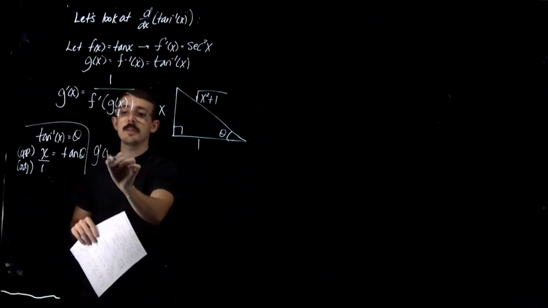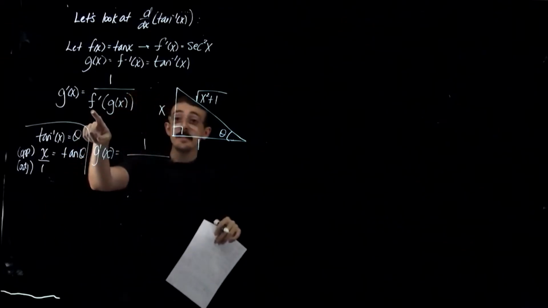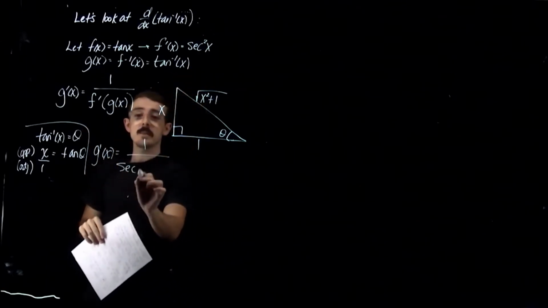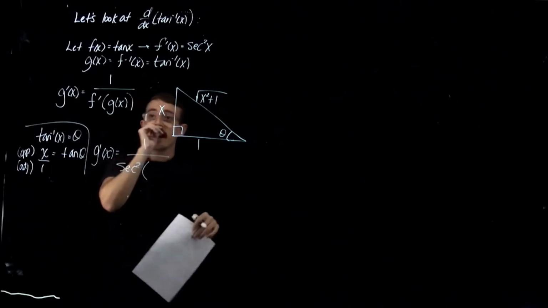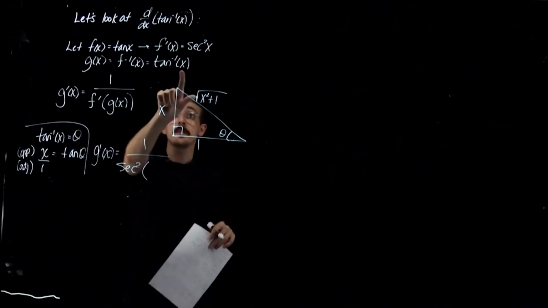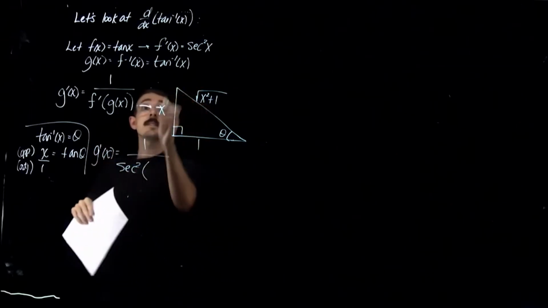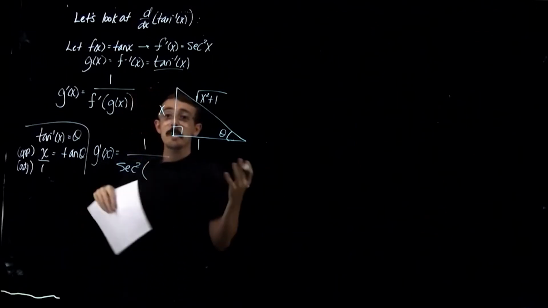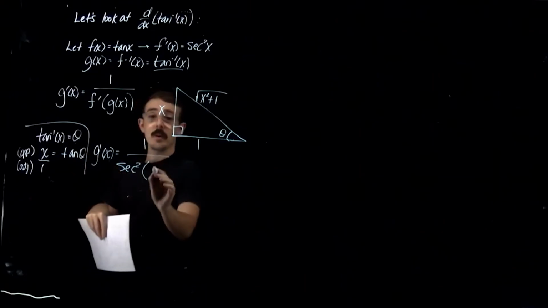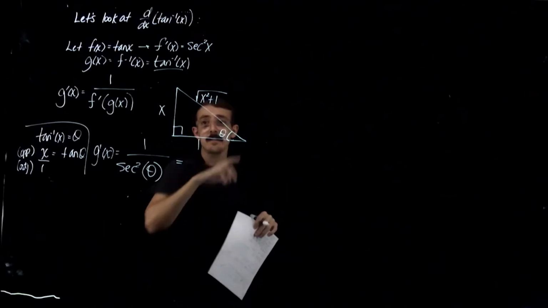So let's say the derivative of g is 1 over the derivative of f, which is secant squared. So I'm going to have secant squared of, and I'm going to plug g of x into the derivative of f. So g of x is my tangent inverse, but I'm actually just calling that theta right now. So I'll put theta here. And now let's figure out what secant is here.